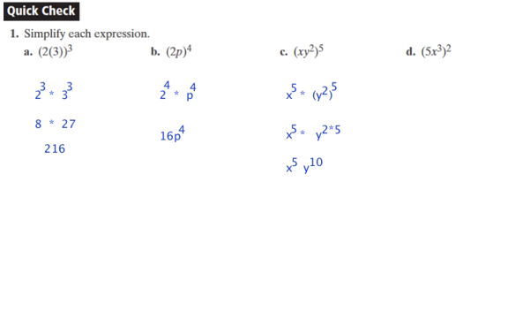For d, 5x to the 3rd, all taken to the 2nd power. First we have to take 5 to the 2nd power, then we're going to take the x to the 3rd power also to the 2nd power. 5 to the 2nd power is 25. To figure out the x, we'll take x to the 3rd power times 2. That's 6. So we end up with 25x to the 6th.